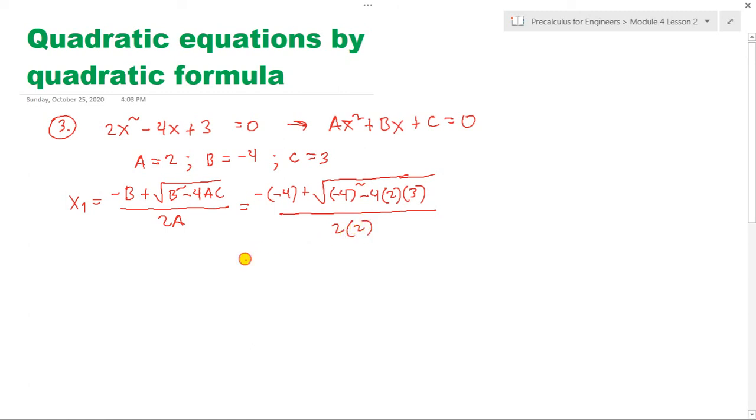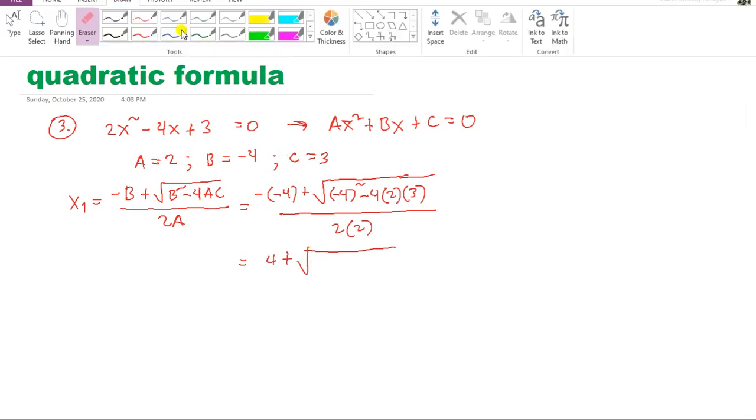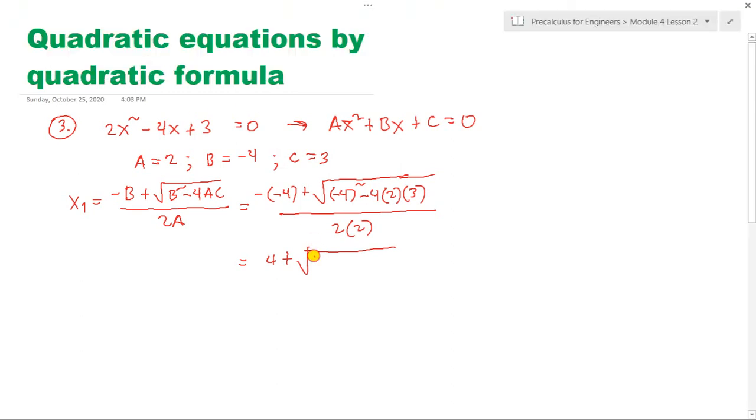So here this is equal to positive 4 plus the square root of 4 squared. This is 16. So this is 16 minus 4 times 2 is 8, times 3 is 24. So minus 24 all over 2 times 2 is 4. So here, this is 4 plus the square root of 16 minus 24. I think that is negative 8. So we have here square root of negative 8 all over 4.